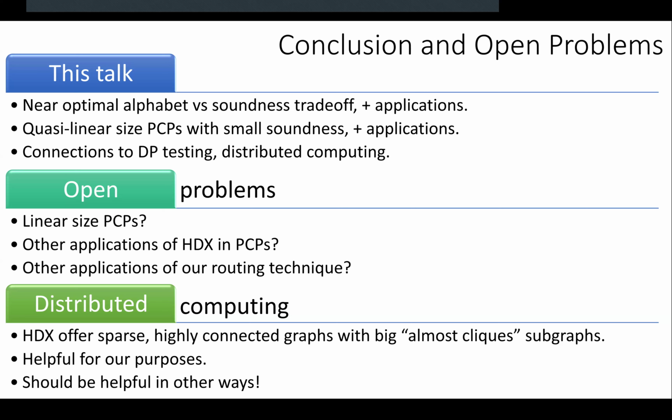Just to give you a sense, these cliques, this routing, can be used for some sort of error correction. Like the message gets to a clique, they quickly communicate between themselves, there's an error correction, and they pass it on. So this is part of what's going on in our paper. It seems like a very basic idea, which should be useful in other places.